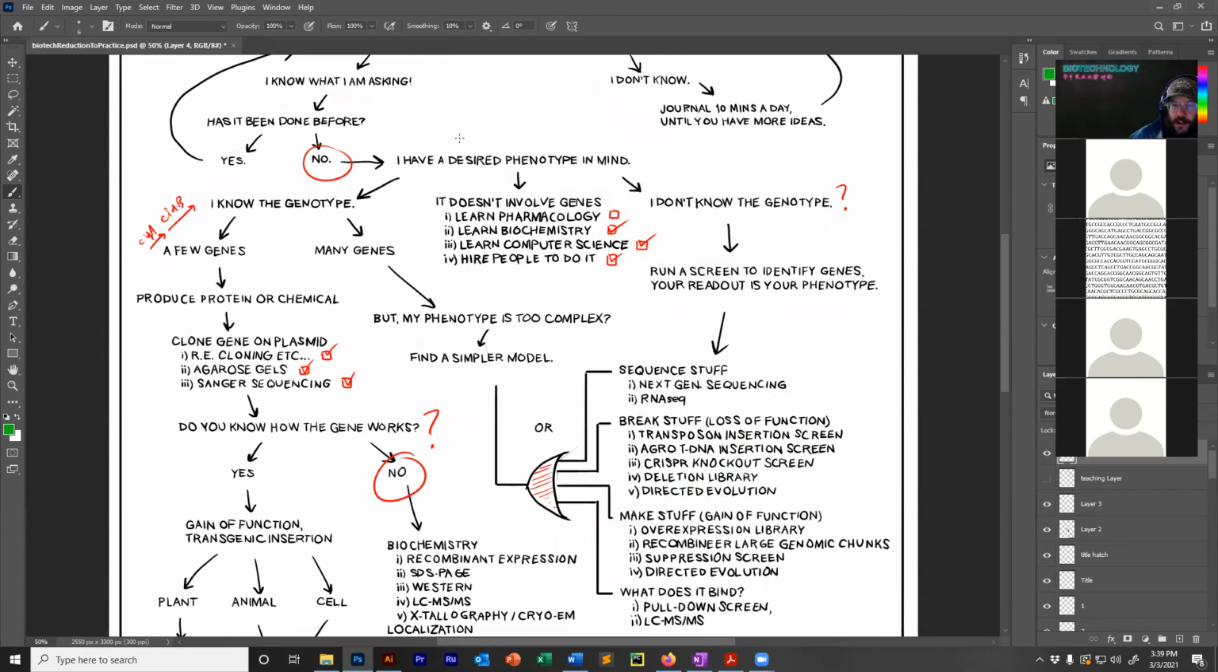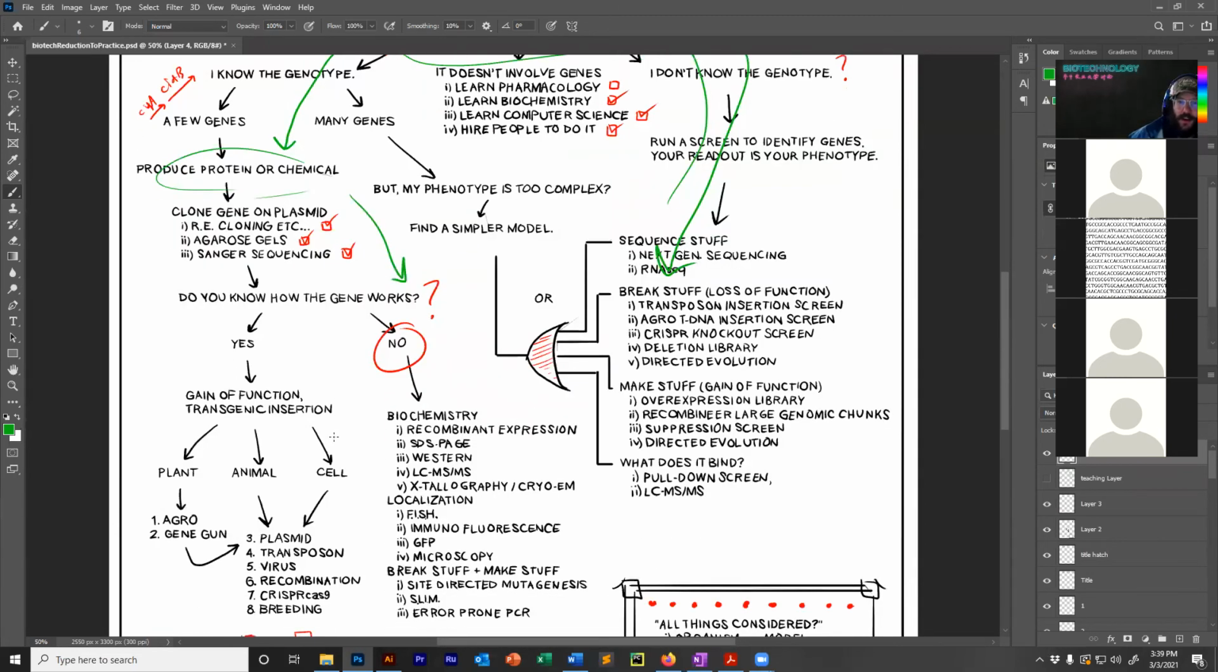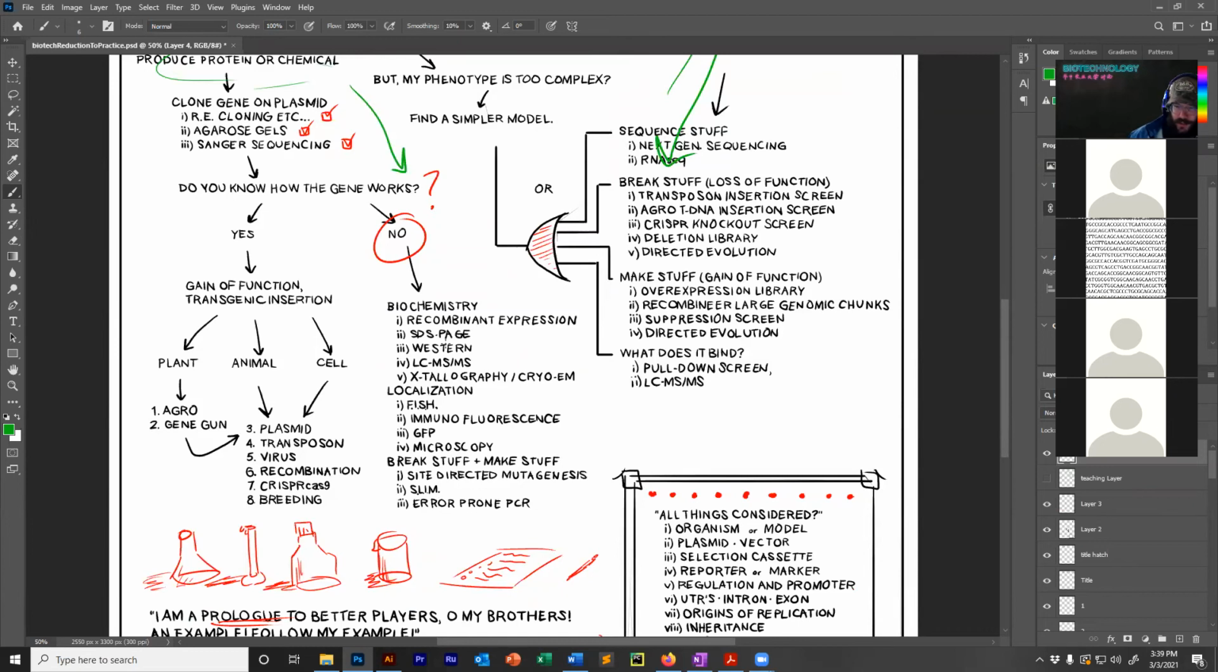In my situation, I had a phenotype I was studying, CI, and we did not know the genotype. So I ran some screens and I found a protein that we thought was responsible. So once I found the genotype, I could segue to this section of it. Then we cloned it to produce the protein to start testing it, but we didn't know how it worked. So we went down this trajectory. If you have a protein, you know it's important for a phenotype, but you don't know what it does, now you go down this pathway and you can start doing some basic things.